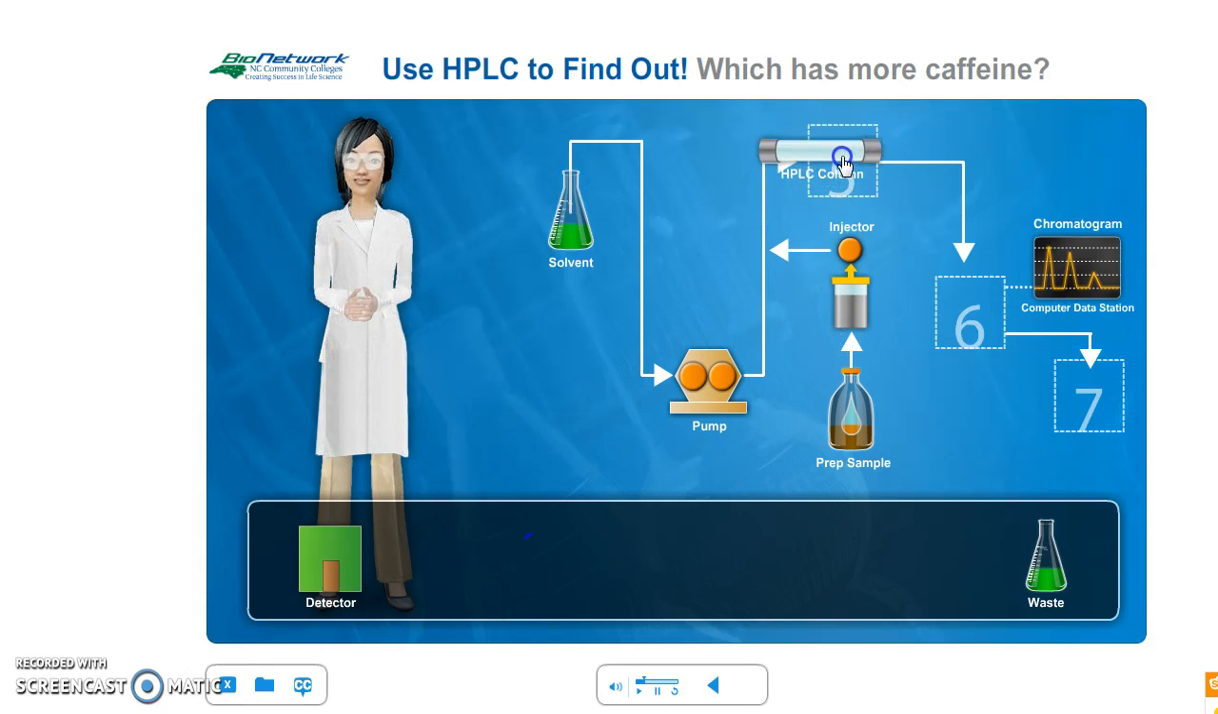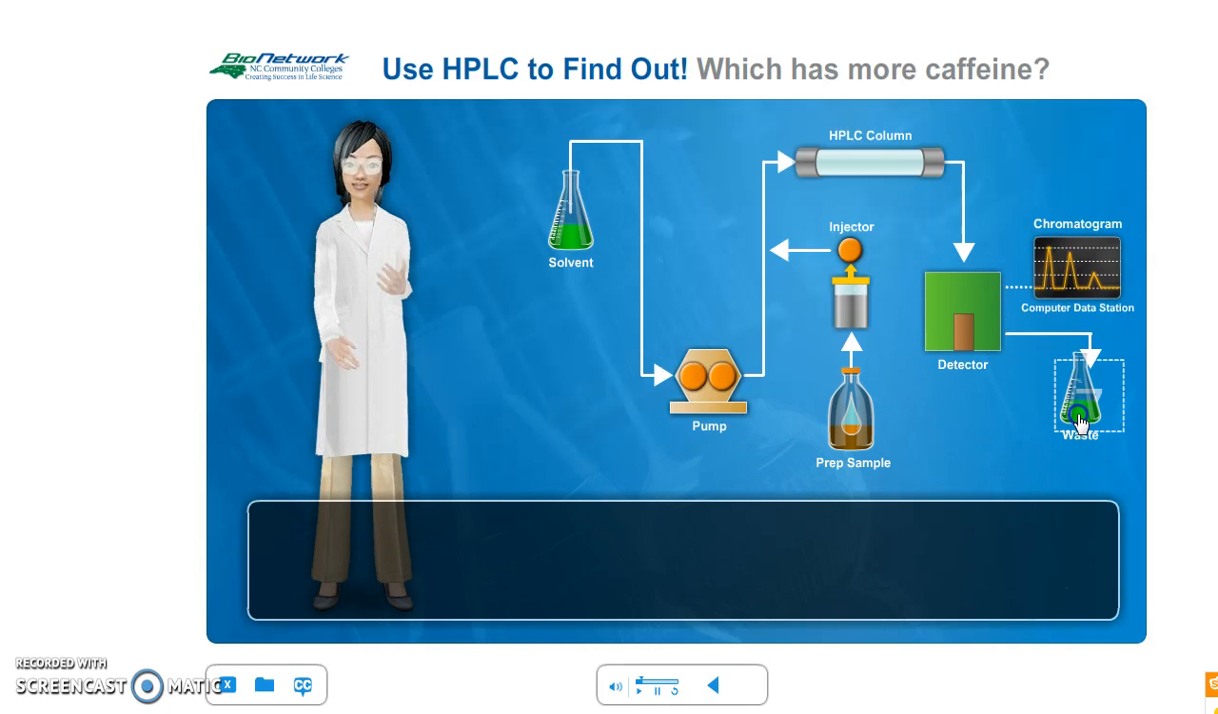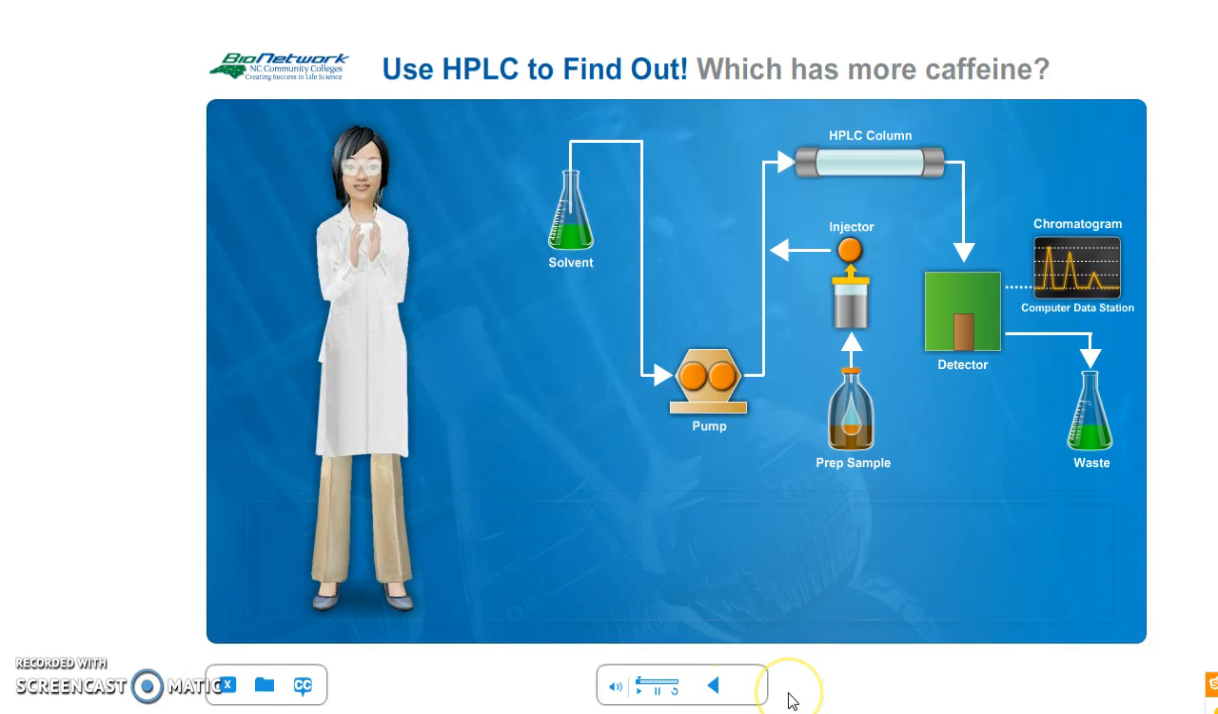At this point, it's time to inject. The all-important column is... Yes, the detector. Excellent! You correctly placed the components of the HPLC system in order and tested your second sample for our caffeine experiment. Now let's move into the results phase and analyze both chromatograms.